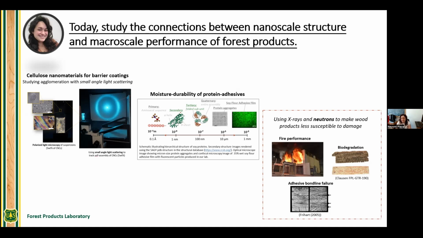And of course, a big area that's dear to my heart, kind of how it started, is using X-rays and neutrons to make wood products less susceptible to damage and understand how we can fine tune the things that the tree has been designed to do very well. Some of the specific areas that I've been dealing in lately in terms of the macroscale performance is, of course, its ability to withstand fire and remain structurally sound, as well as biodegradation, particularly how it behaves after it's been exposed to different wood decay organisms, and of course adhesive bond-line failures.